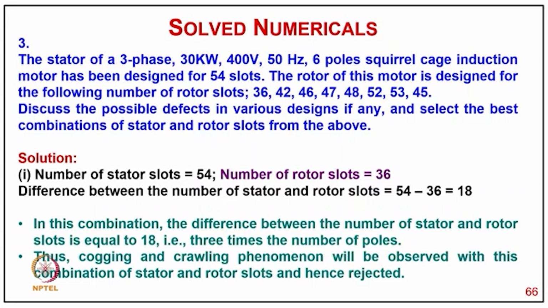induction motor has been designed for 54 slots. The rotor for this motor is designed for the following rotor slots: 36, 42, 46, 47, 48, 52, 53, 45. State the possible defects in the various designs, if any, and select the best combination of rotor slots.